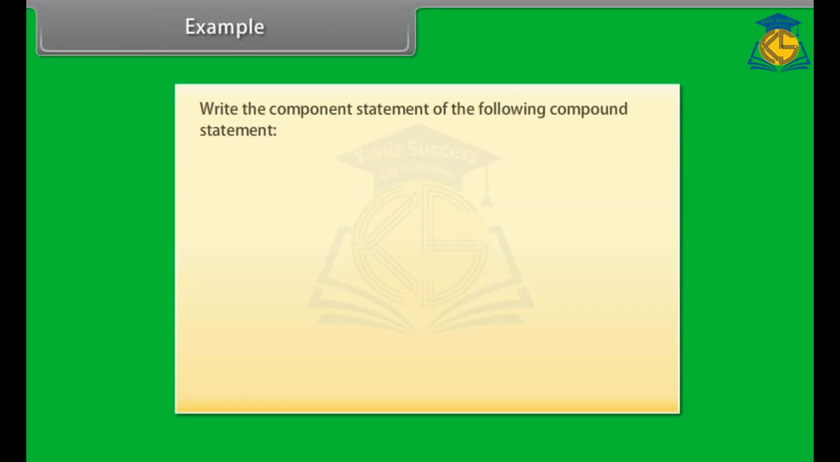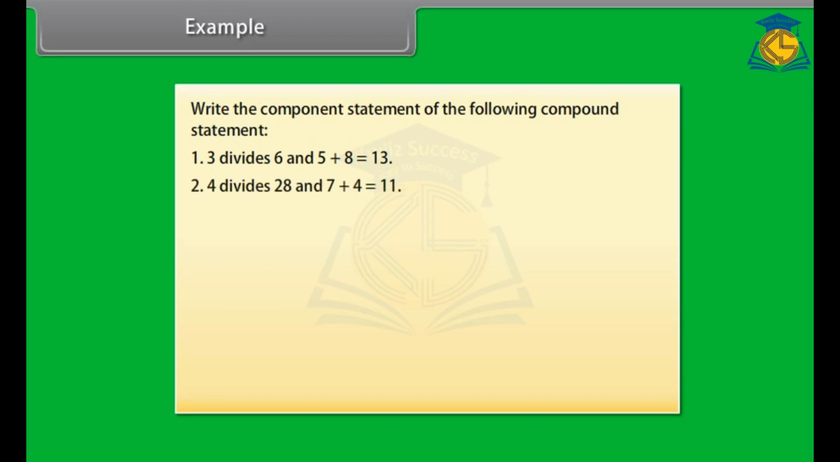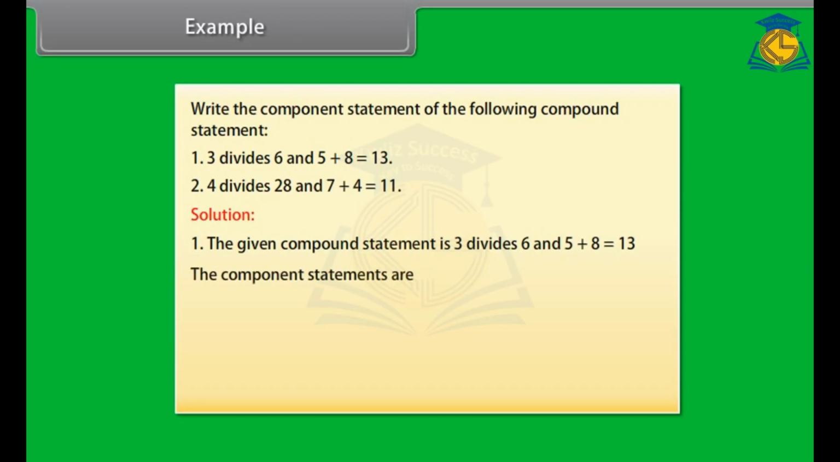Example: write the component statements of the following compound statements. 1. 3 divides 6 and 5 plus 8 is equal to 13. 2. 4 divides 28 and 7 plus 4 is equal to 11. Solution: 1. The given compound statement is 3 divides 6 and 5 plus 8 is equal to 13. The component statements are P: 3 divides 6. Q: 5 plus 8 is equal to 13.